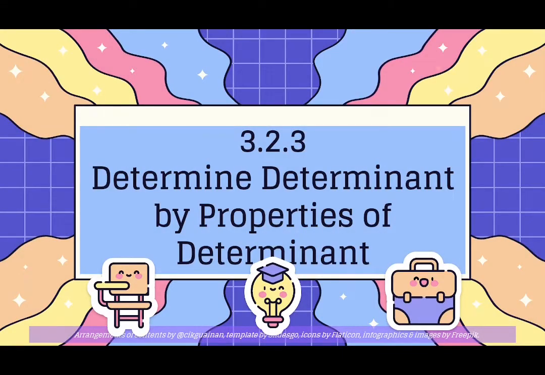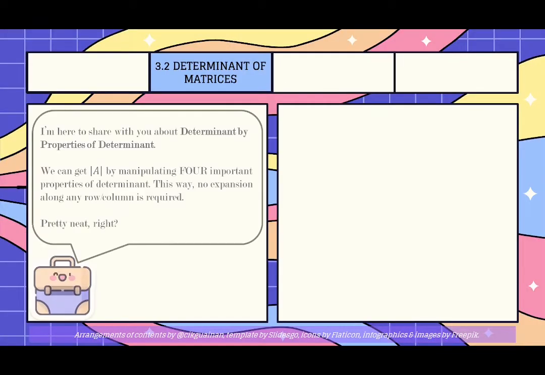In this video, I would like to share with you how to determine the determinant of a matrix by using the properties of determinant. So we can get the determinant of A by manipulating four important properties of determinant. This way, no expansion along any row or any column is required.